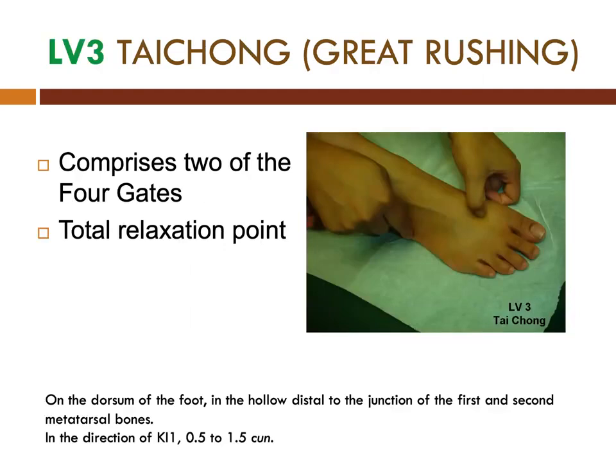Next point is liver 3. Liver 3 comprises 2 of the 4 gates, the other 2 being LI4. This point is a total relaxation point. It is located on the dorsum of the foot in the hollow distal to the junction of the first and second metatarsal bones. We puncture this in the direction of kidney 1, 0.5 to 1.5 tune.